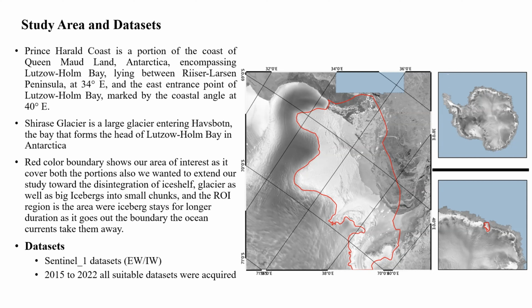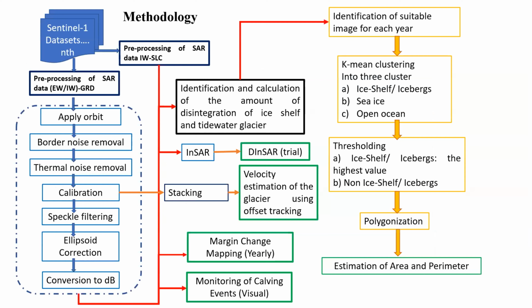Our datasets were Sentinel-1 datasets from 2015 to 2022. All suitable datasets were acquired and processed. Then one radar sat mosaic was also used, which is available for 1997. This is my methodology flowchart. All the Sentinel-1 datasets were taken through these pre-processing steps: EW and IW GRD datasets were processed as per standard, apply orbit file, then calibration, speckle filtering, then conversion to dB.